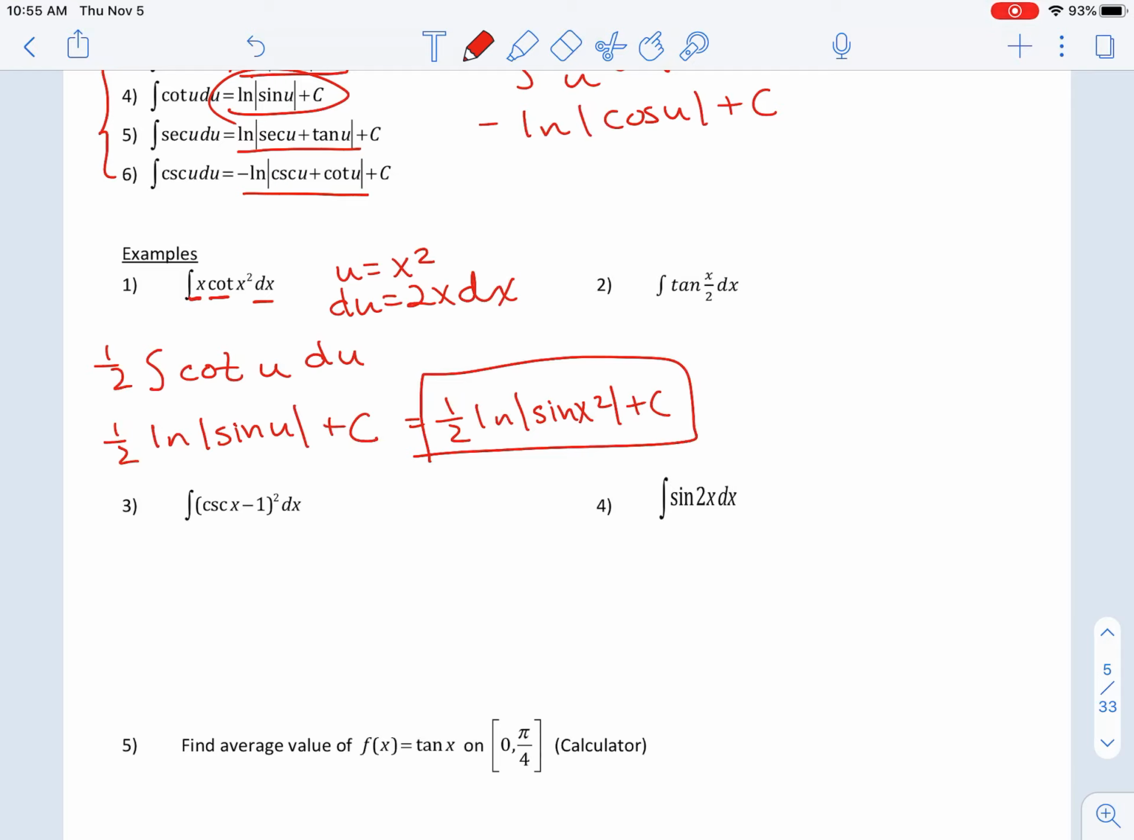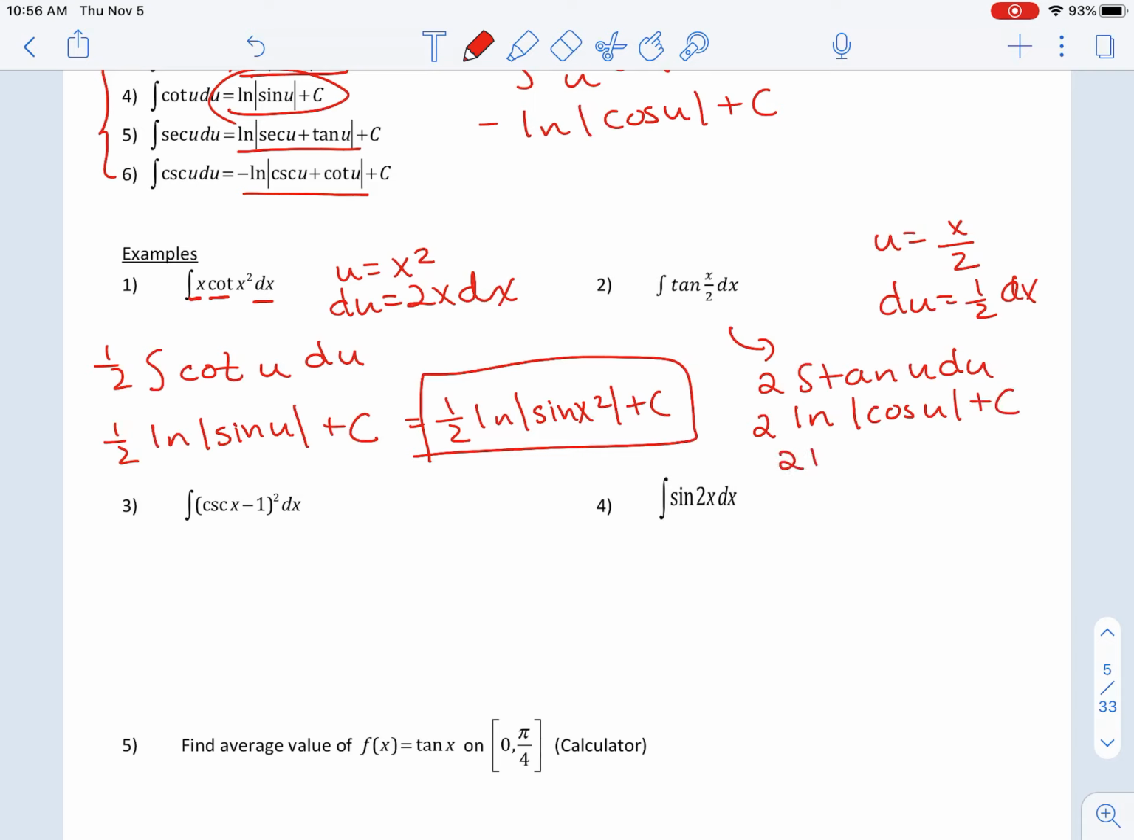Okay, number 2, same idea. There is an antiderivative for tangent, so my u is going to be x over 2. My du is 1/2 dx. I am missing a 1/2, so I need to put that reciprocal of 2, tangent of u du. So this is going to become 2 natural log of cosine of u plus c. Do your substitution, cosine of x over 2 plus c.